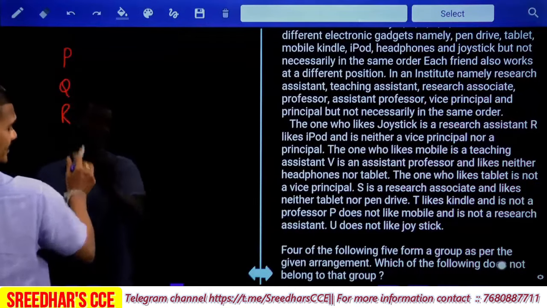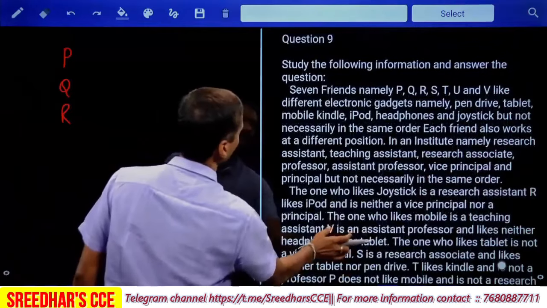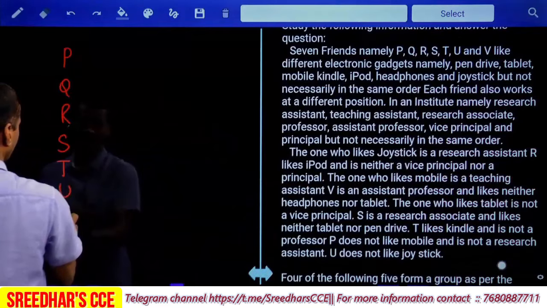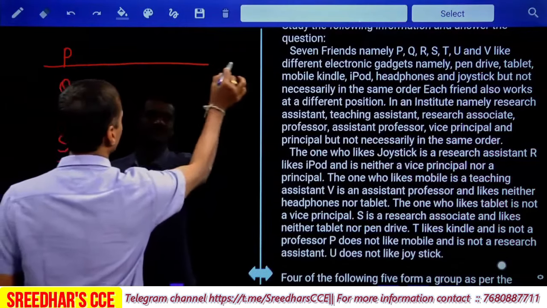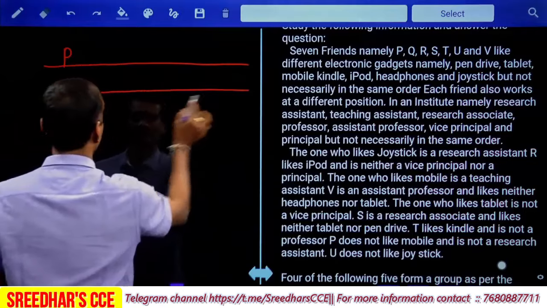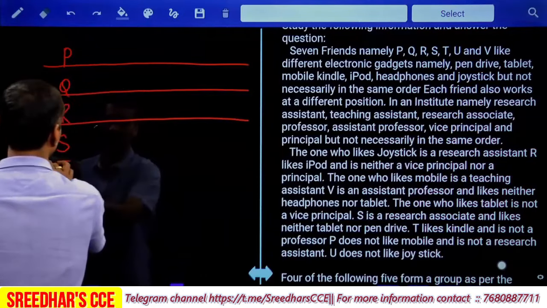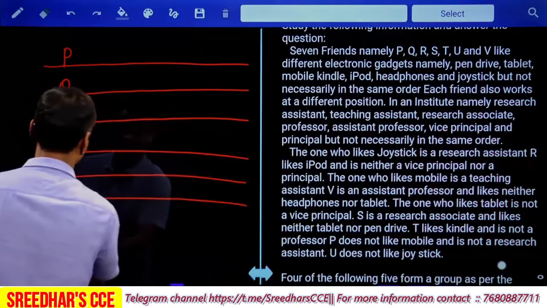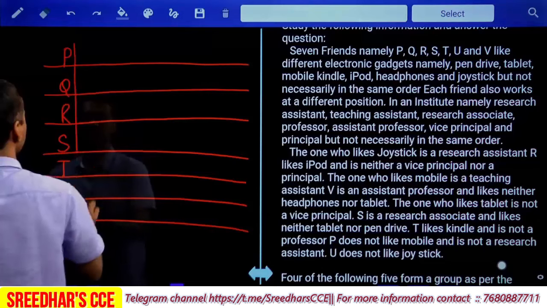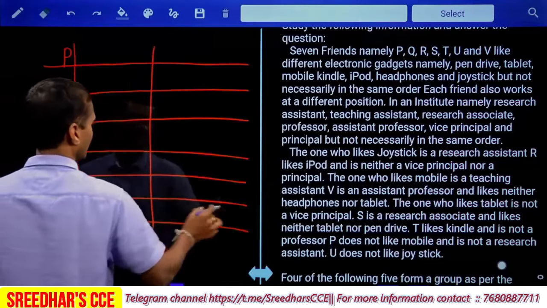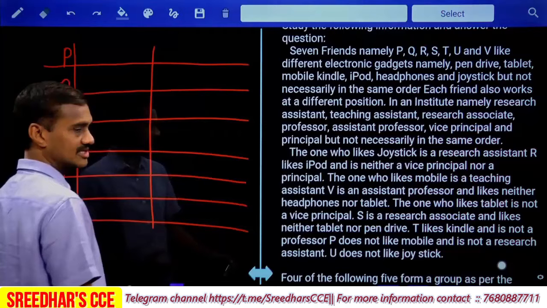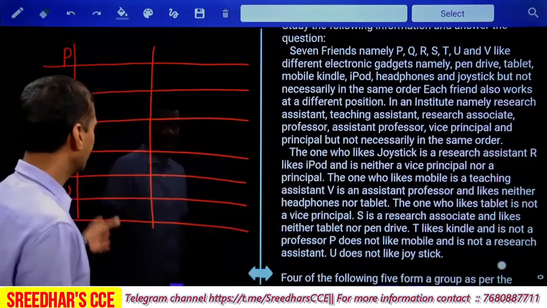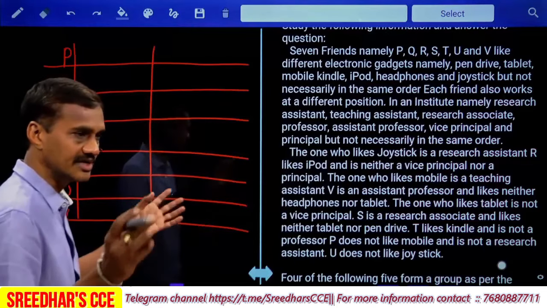P, Q, R, S, T, U, and V are the 7 persons we have. Now for these 7 persons, one parameter is the gadget and the second is the profession, their position. If a third parameter is given, you will write it here, then a fourth parameter, fifth parameter, and so on. For more than one parameter, this is the best diagram you can use to represent the entire information.